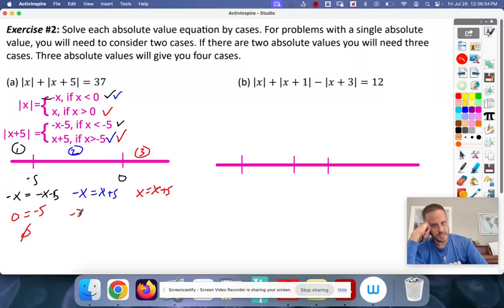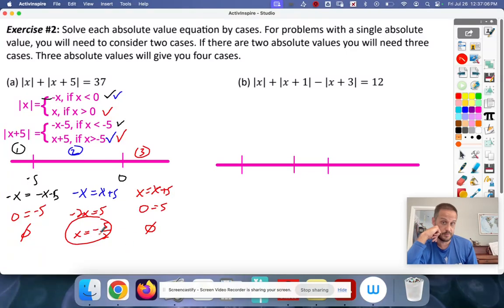Here we get -2x equals 5, and we divide by -2, and we get x equals -5/2, which is in the interval, so that works. And here the x's cancel, we get 0 equals 5, so there's no solution. So that's my only answer, okay? But it narrows it down to the number of cases we need to try, and it's very easy to check and see if it would actually work, okay?